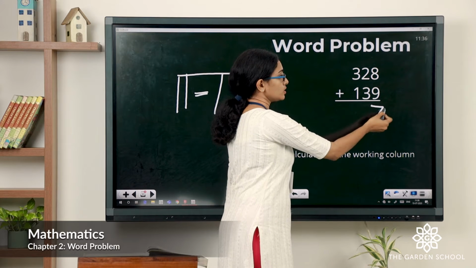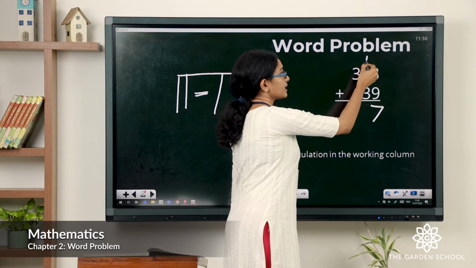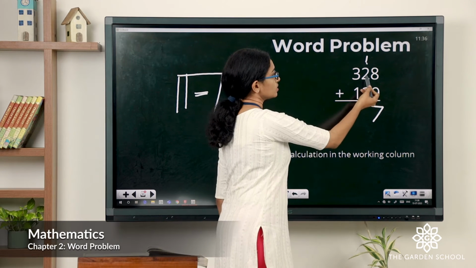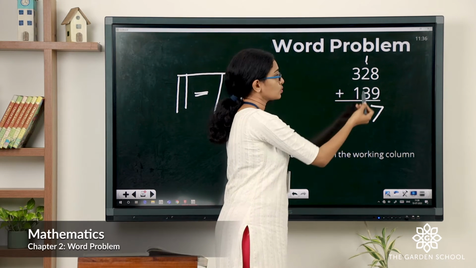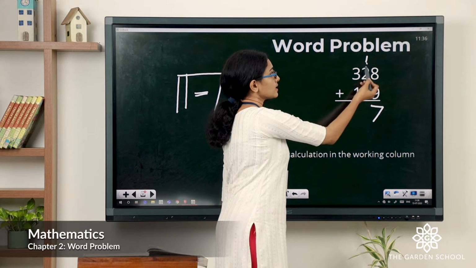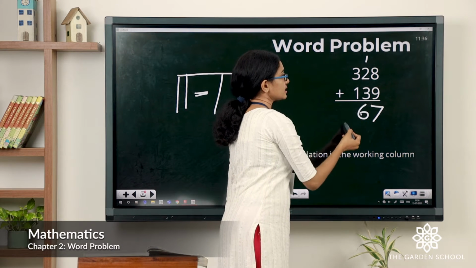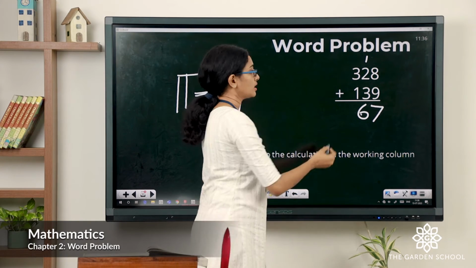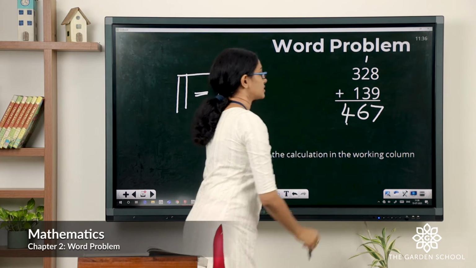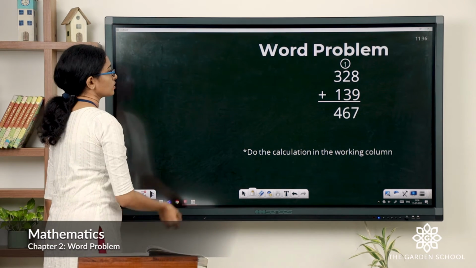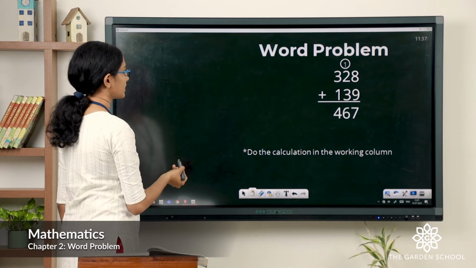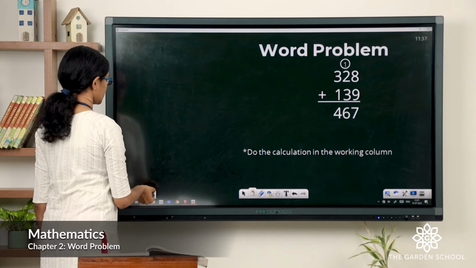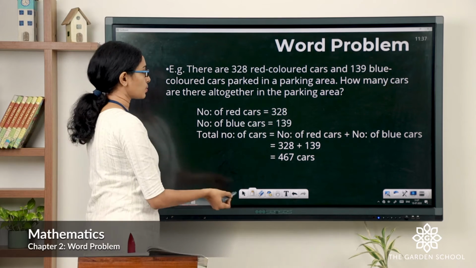So from 17, you write 7 ones here and carry over the 1 ten to the tens place. So 2 plus 3, it's 5. 2 tens plus 3 tens, it's 5 tens plus 1 ten, it's 6 tens. Now, 300 plus 100 gives you 400. So the answer is 328 plus 139 equals 467. So let's see the steps once again.